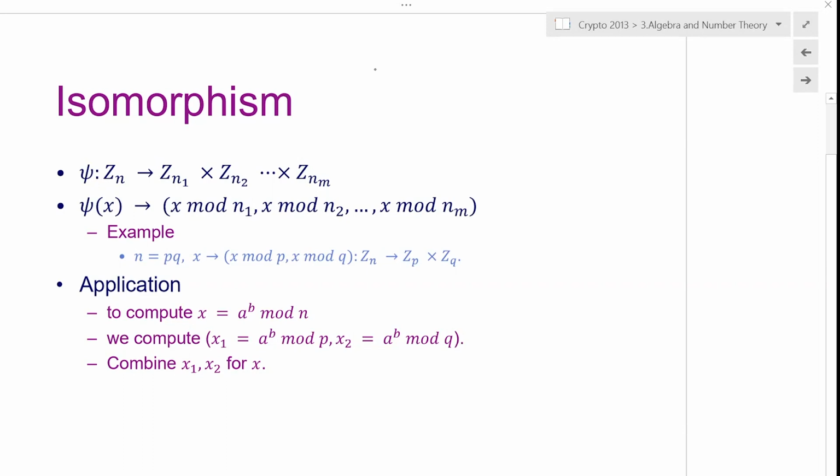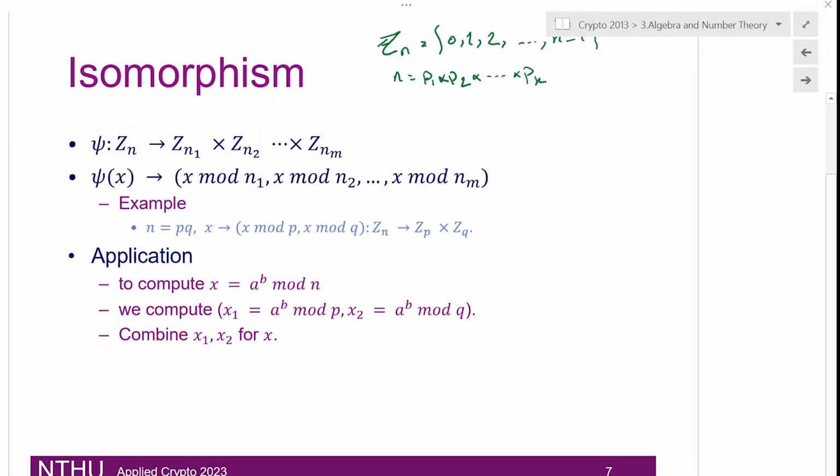Let me give you an example. Suppose your Zn is a set of elements 0, 1, 2, all the way to n minus 1, right? So we know that these are the elements. And suppose my n, I can write it down as p1 times p2 times all the way to pk. It doesn't have to be prime, just a decomposition.